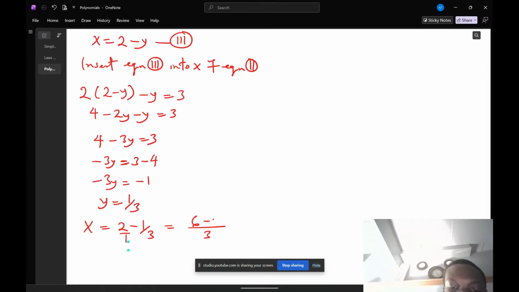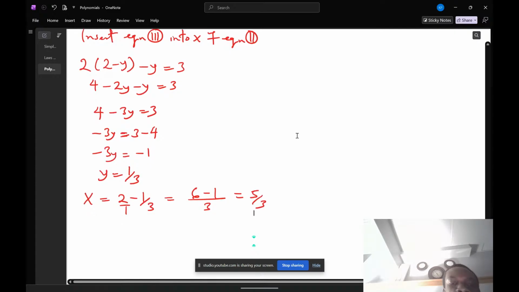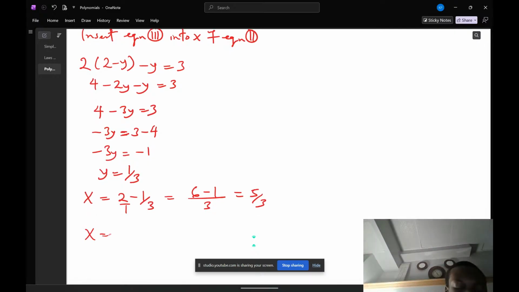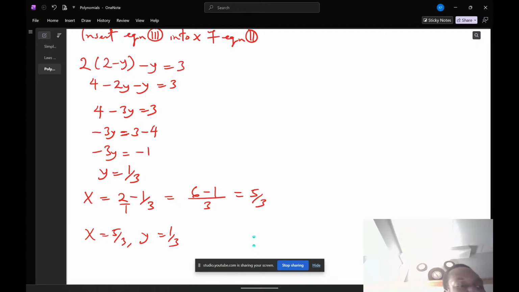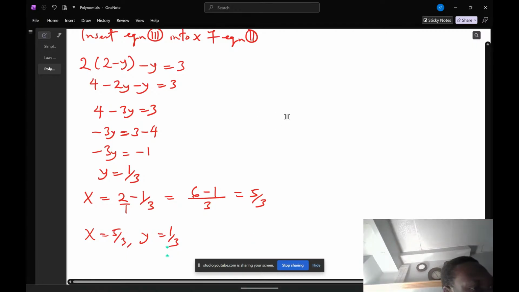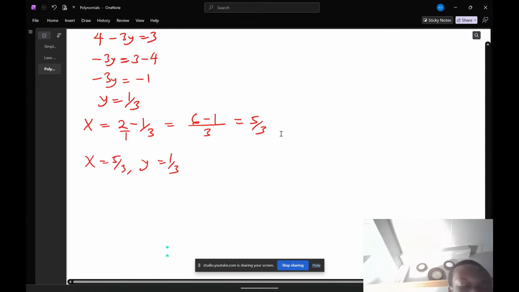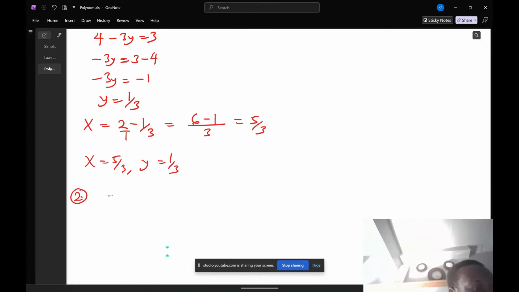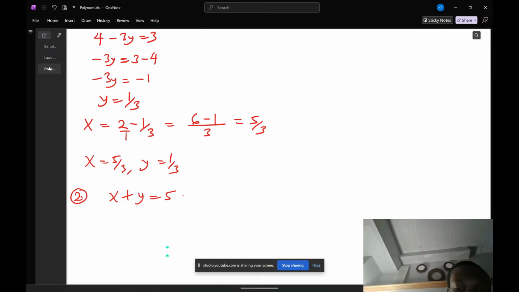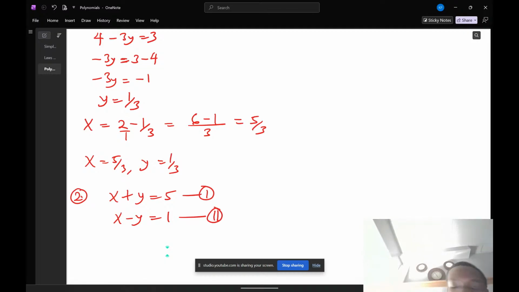1 times 1 is 1. So that will be 5 over 3. Okay, so in this case, we can say that x is equal to 5 over 3 and y is equal to 1 over 3. Okay, I'm going to do another one. For example, let's say we have x plus y equals 5. That's equation 1. And we have x minus y equals 1, equation 2.